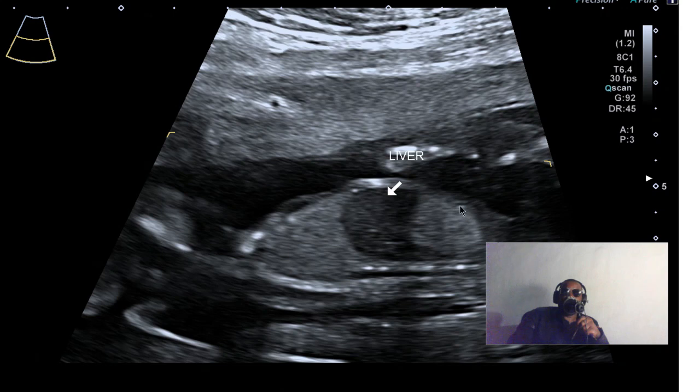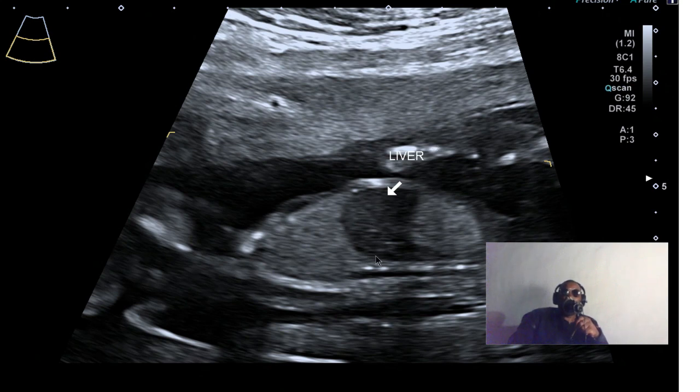We have another structure here which is almost an equal sign. This is the genital tubercle. The genital tubercle is almost parallel to the spine there, meaning this is most likely a girl. But you can see this structure that we have here, it's very huge, and it's hypoechoic as compared to the rest of the structures of the baby and even the maternal uterine wall.